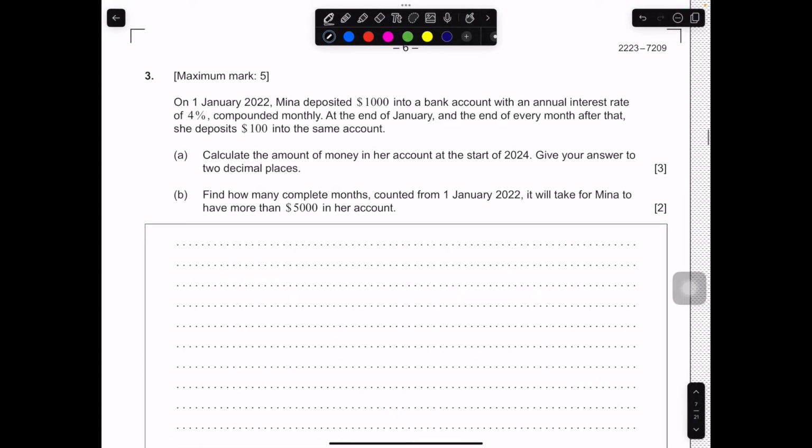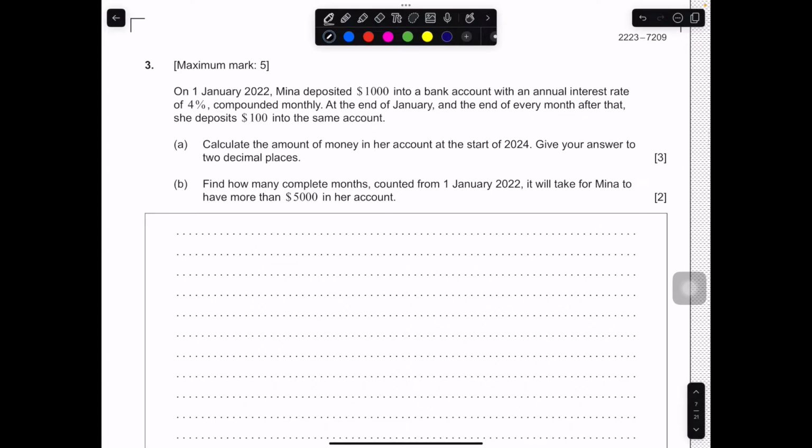Alright, on 1st of January 2022, Mina deposited $1,000 into a bank account with an annual interest rate of 4% compounded monthly. At the end of January and the end of every month after that, she deposits $100 into the same account. Calculate the amount of money in her account at the start of 2024. Give your answer to 2 decimal places. And after that, find how many complete months counted from 1st of January 2022 it will take for Mina to have more than $5,000 in her account.